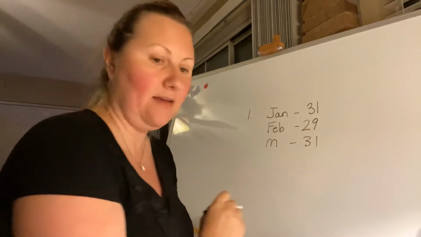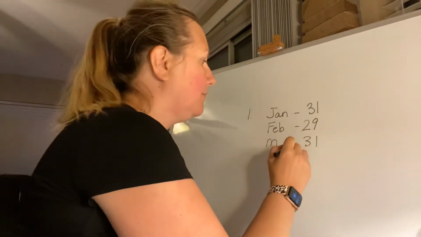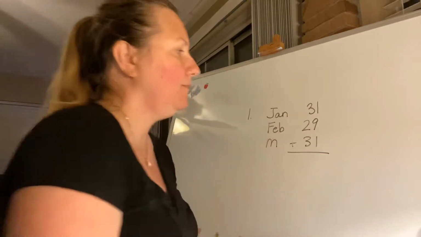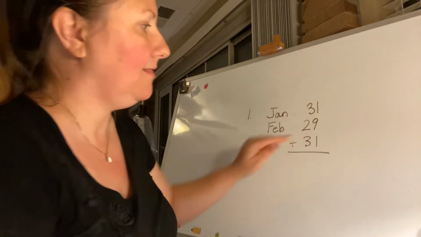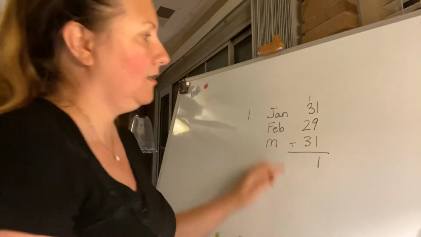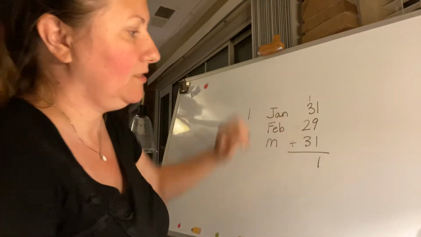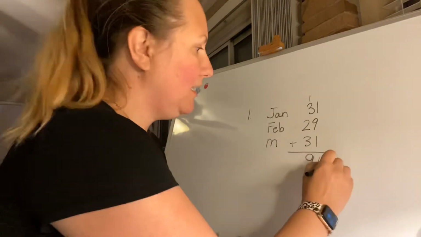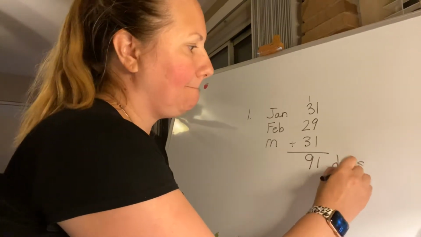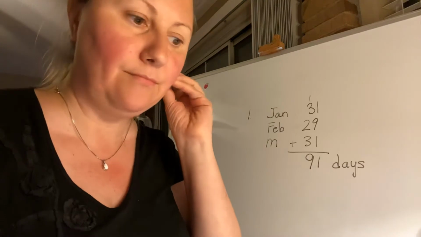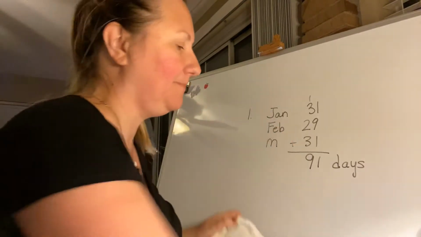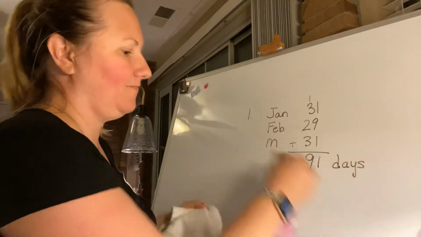Okay, so adding all of these together, let me get rid of that and we'll just put an addition sign. We're going to say 9, 10, 11 here. 3 plus 3 is 6, plus 3 more is 9. So we have 91 days. The total number of days in the first 3 months of any leap year. There you go.